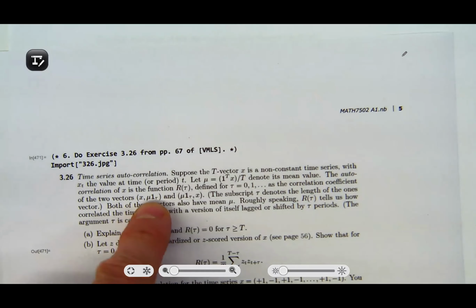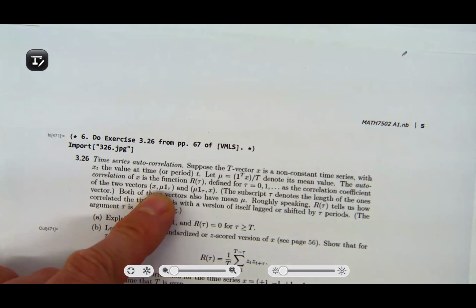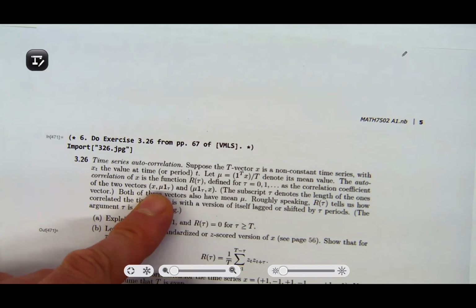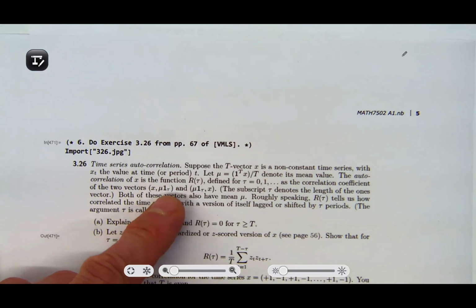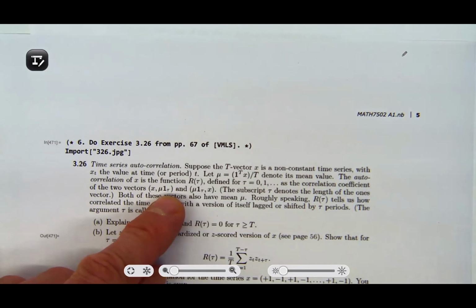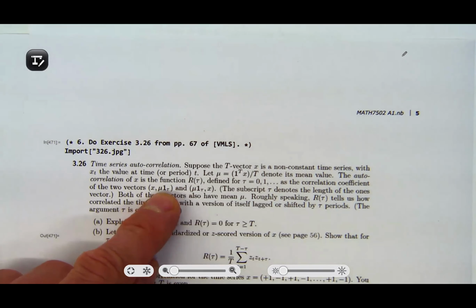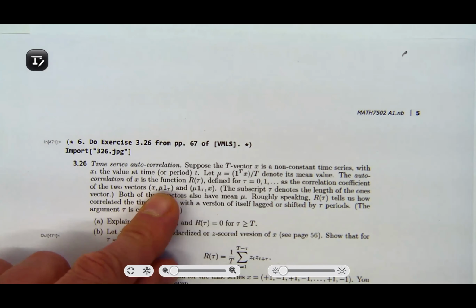So this one has a particular definition. I'll just explain this in words first. Here we have a round bracket x, and then we have mu times the bold vector 1, but there's a subscript tau there. So mu 1 subscript tau is the column vector with tau entries in it, where every entry is equal to mu, because mu is a scalar that gets multiplied by that vector. So every entry is mu, and it has length tau. Now this vector x has length uppercase T.